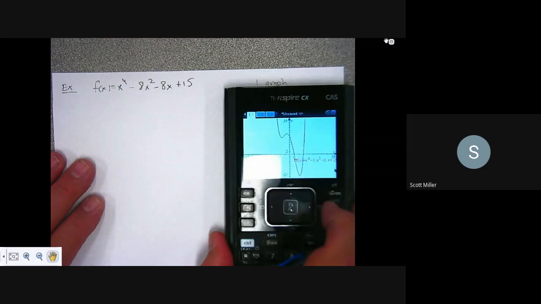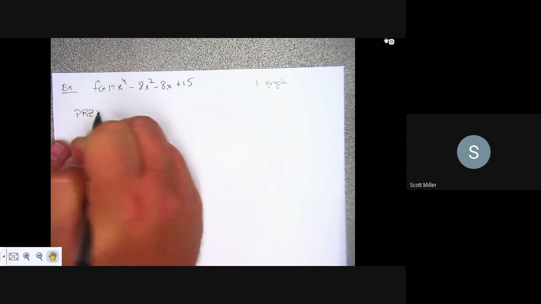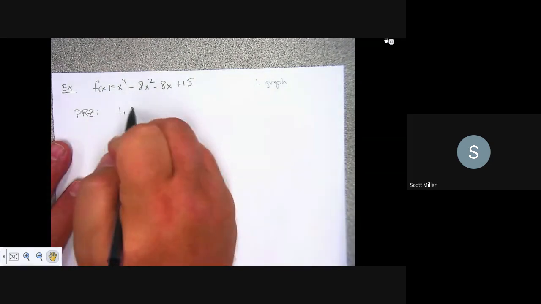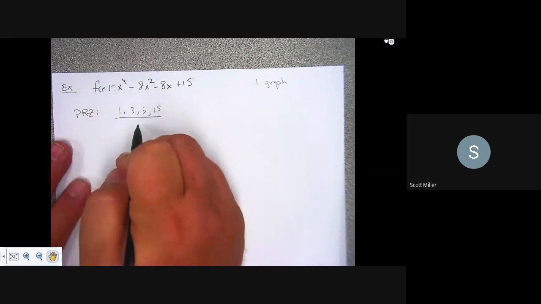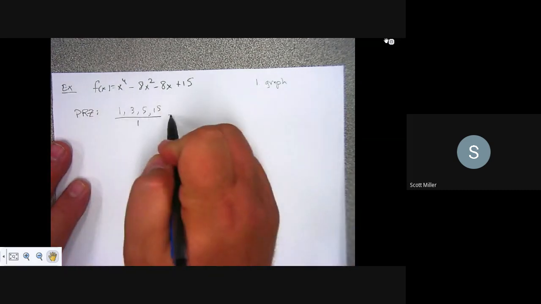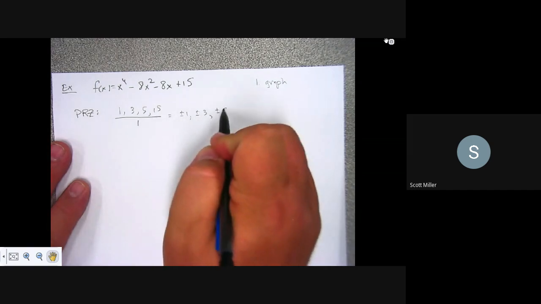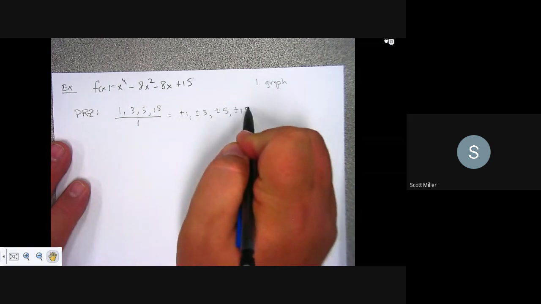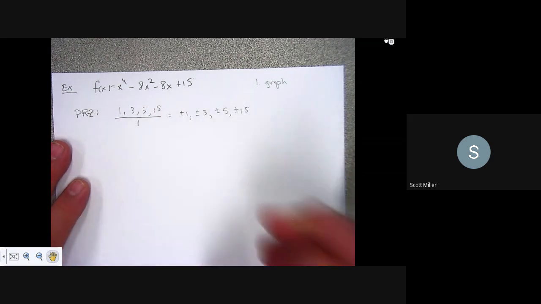So there's my graph. Before I go to the graph again, I want to find the possible rational zeros. Factors of 15, factors of 1, all the top divided by the bottom numbers. So that means I'm just going to have plus or minus 1, plus or minus 3, plus or minus 5, plus or minus 15. So if I have a rational zero, it will be one of these.